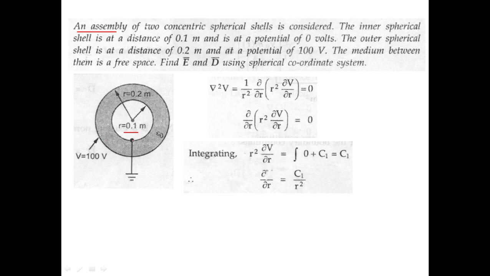In the derivation what we solved, this was V naught and this was grounded. Actually the outer cylinder was grounded, but here they have given it on the opposite side, that is V is equal to 100 for the outer cylinder, and the inner cylinder is grounded, and we know what is the radius of both, right? The outer cylinder and the inner cylinder.